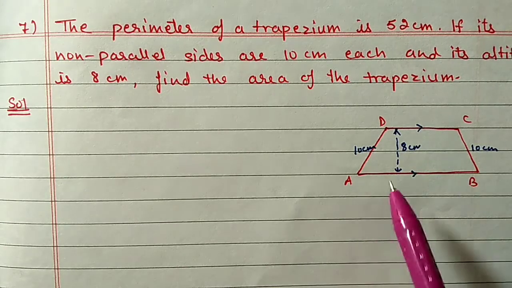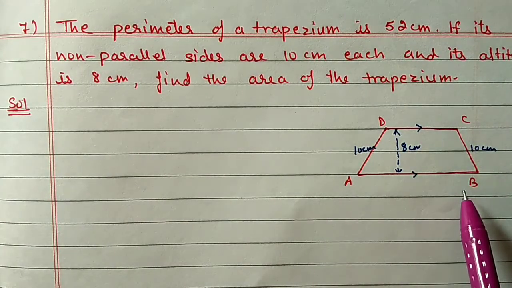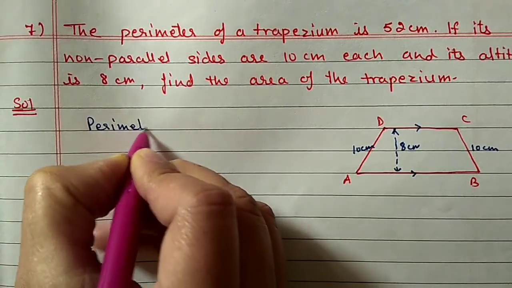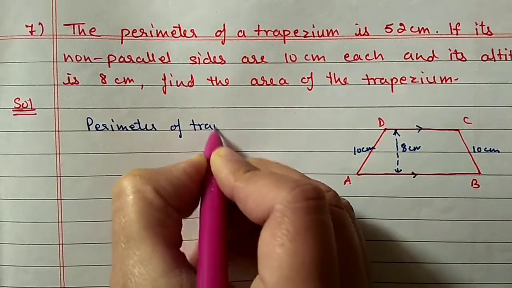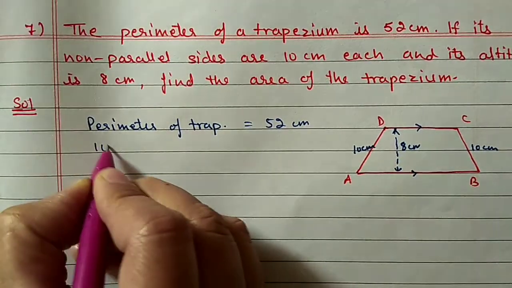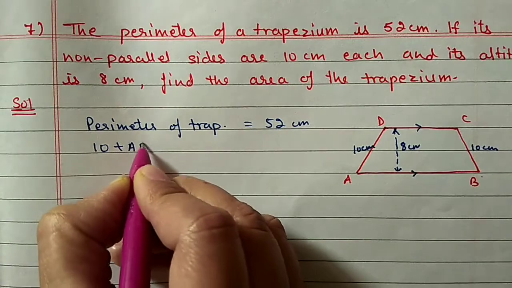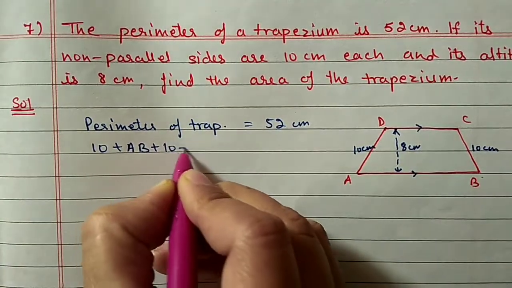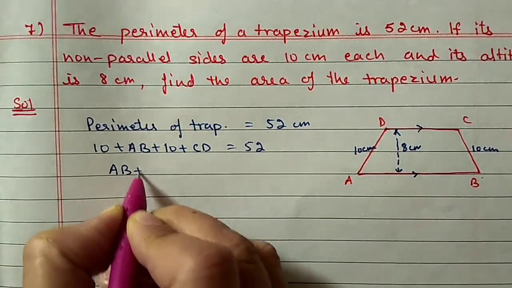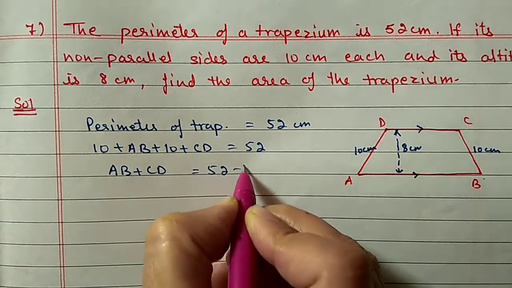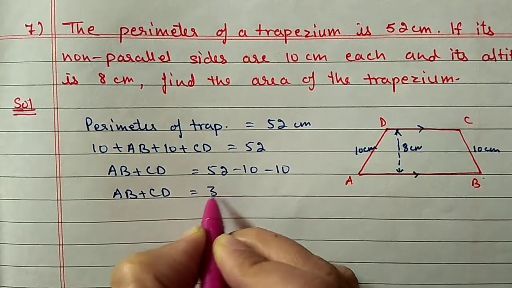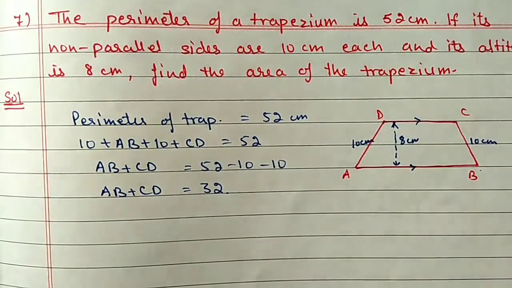So to find out the area of trapezium, first we have to find out the sum of the parallel sides. Perimeter of a trapezium is given here, is equal to 52 centimeter. This side is 10. This side is AB, we don't know, we have to find out. This other side is 10 and that is CD, which is equal to 52. So we can write AB plus CD is equal to 52 minus 10 minus 10. So the sum of the parallel sides we are getting, 32. AB and CD are the parallel sides.